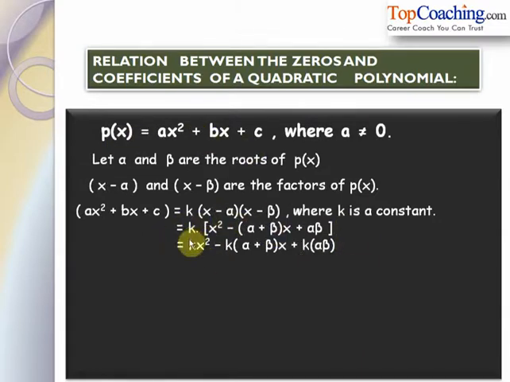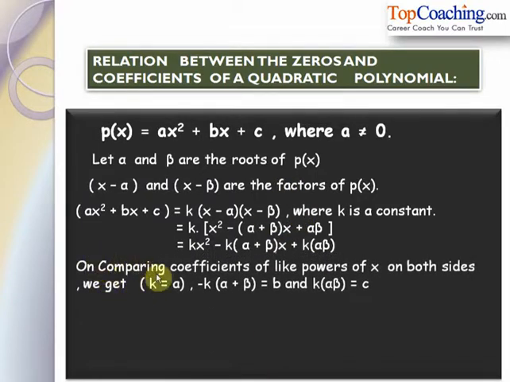This further gives kx square minus k times (alpha plus beta) times x plus k times alpha beta equal to ax square plus bx plus c. So this is equal to this. Now on comparing the coefficients of like powers of x on both sides, we get k equal to a, minus k times (alpha plus beta) equal to b, and k times alpha beta equal to c.